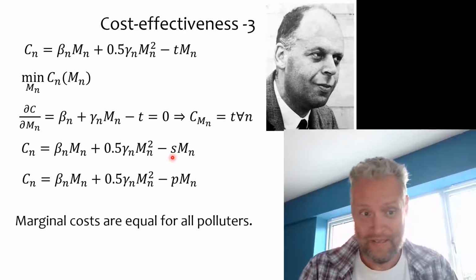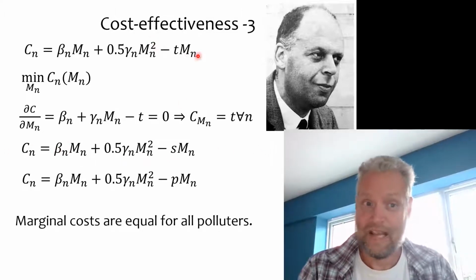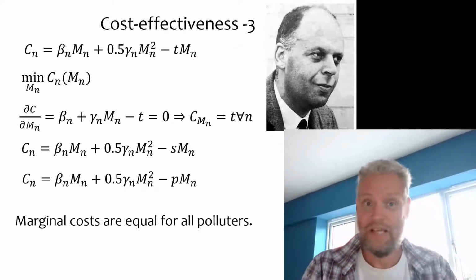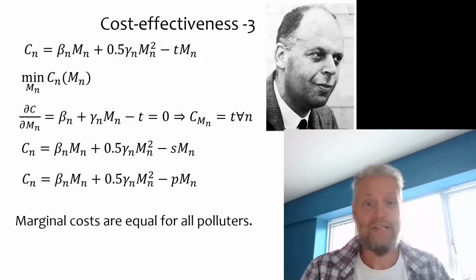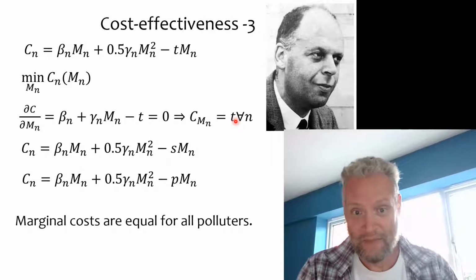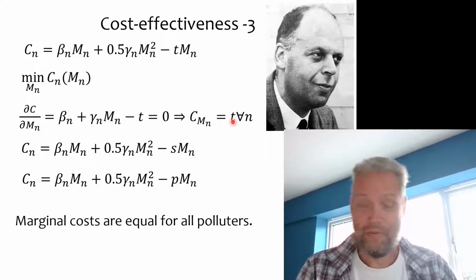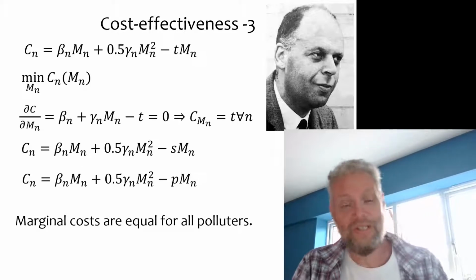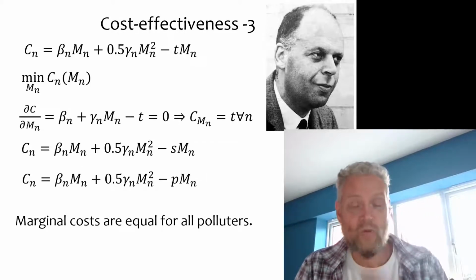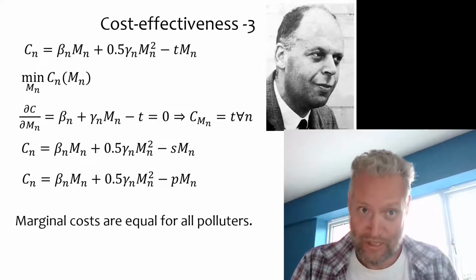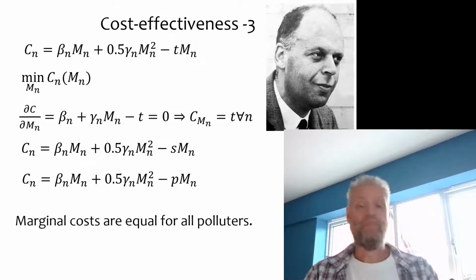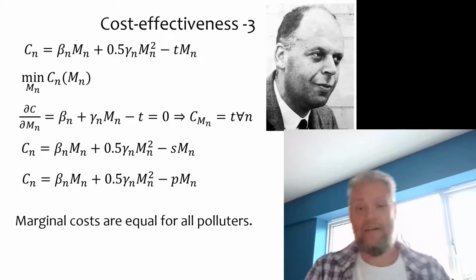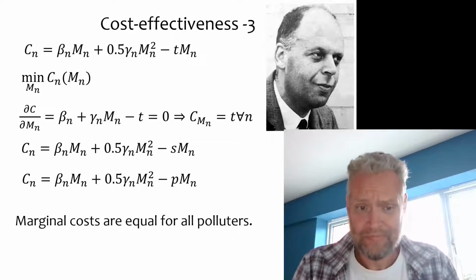This particular equation is exactly the same as this one, with the T replaced by an S, and the first order conditions are the same with the T replaced by an S. So also a subsidy reduces pollution at the lowest possible cost. It's automatically cost effective. Now what happens if we have tradable permits?